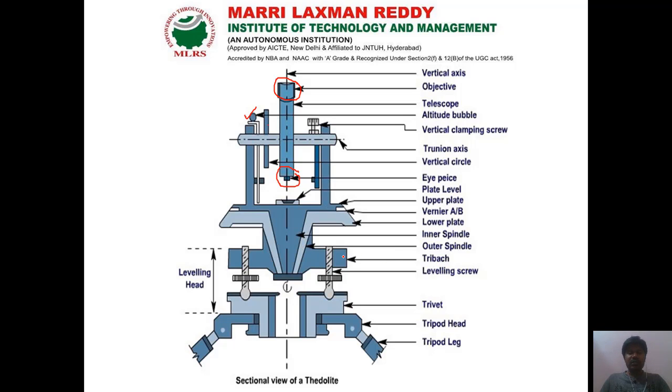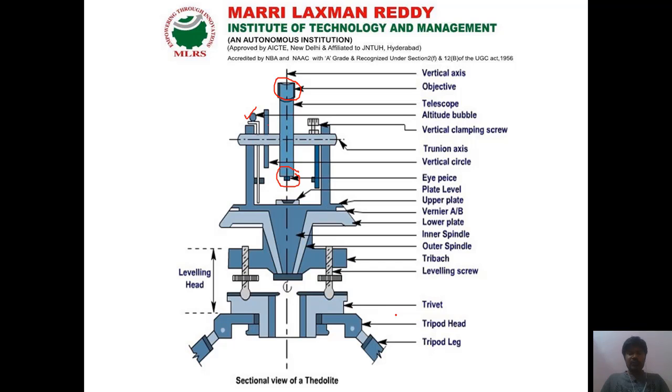This one is the tribrach. This is the setup we use to connect the instrument with the upper plate. Then the leveling screws: this tribrach setup has the leveling screws in it. There are three leveling screws available. By adjusting these leveling screws, we can bring the bubble tube as well as the altitude bubble into its center position.